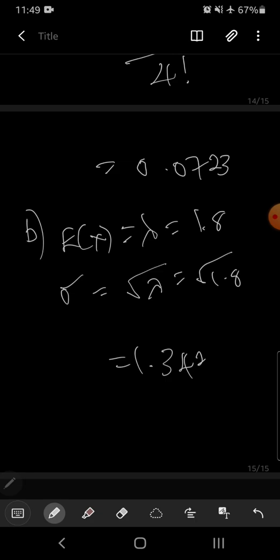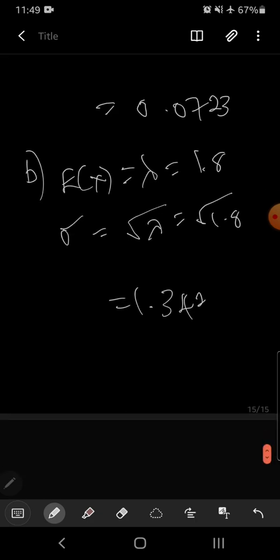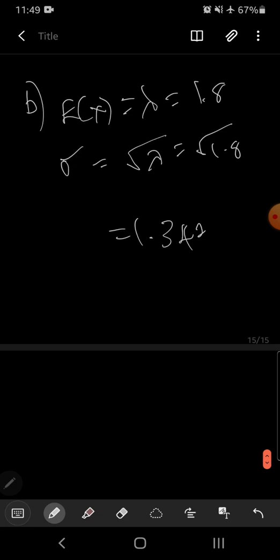Okay, so from our handout, please do the second example. I'm sure you should be able to get the answer.